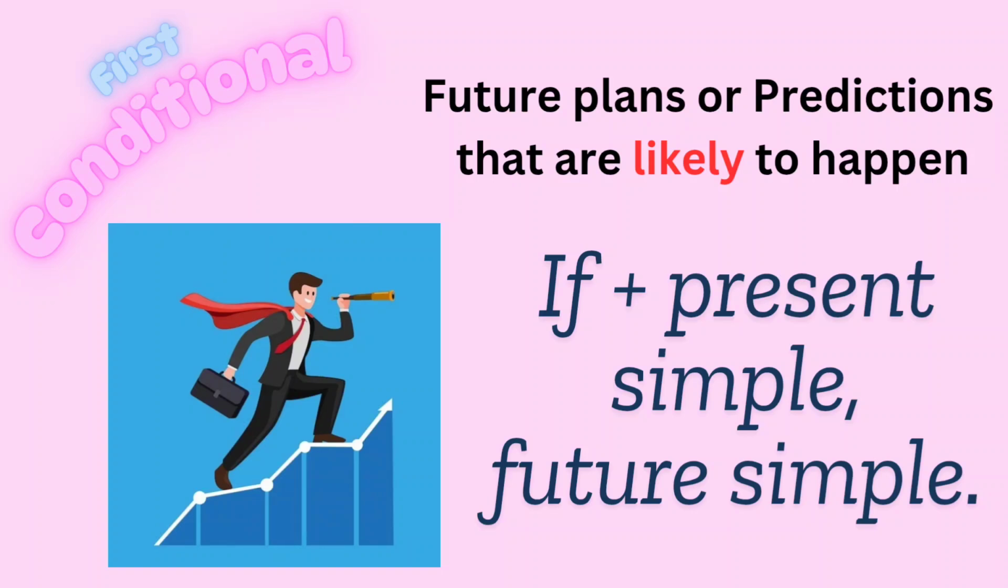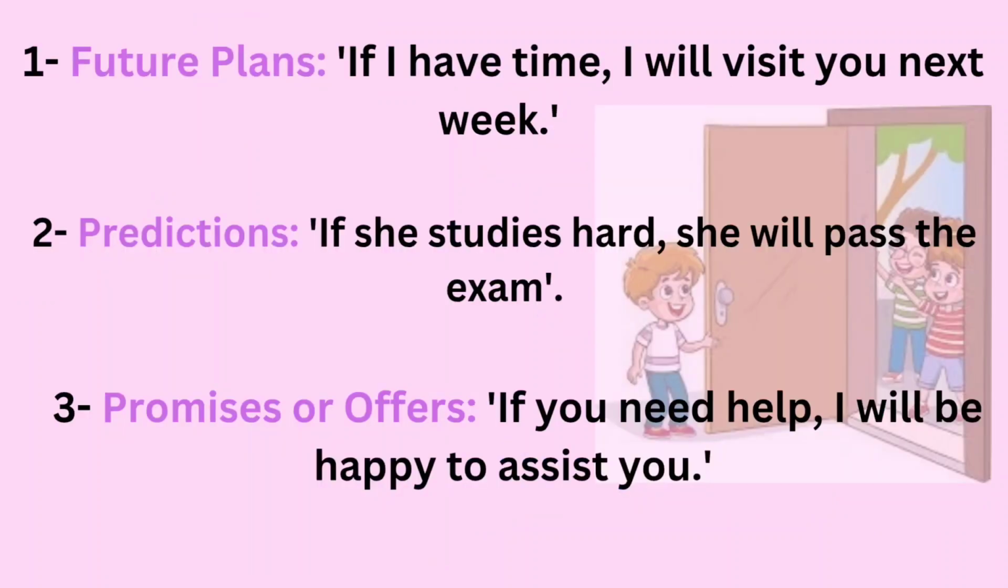So let's talk about use cases. Number 1, future plans. Suppose you're planning a trip. You can say, if I have time, I will visit you next week. This shows how a condition affects a future action. How about predictions? For instance, if she studies hard, she will pass the exam. This demonstrates how a current action can lead to a future outcome.